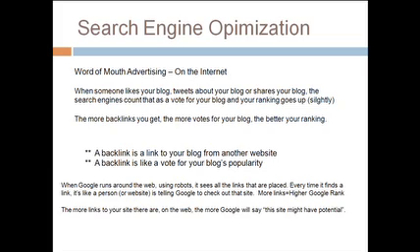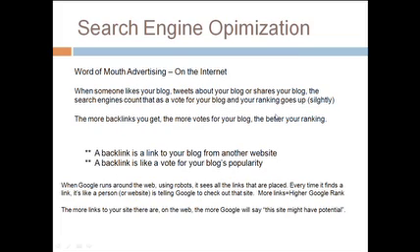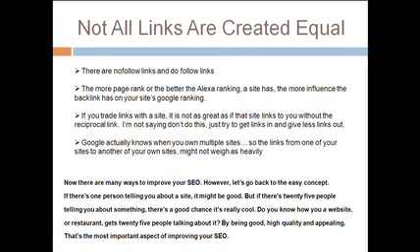When Google runs around the web using robots, it sees all the links that are placed, and every time it finds a link, it's like a person or a website is telling Google to check out that site. And the more the links, the higher the Google rank. So the more links to your site there are on the web, the more Google will say, hey, this site might have potential. So not all links are created equal.